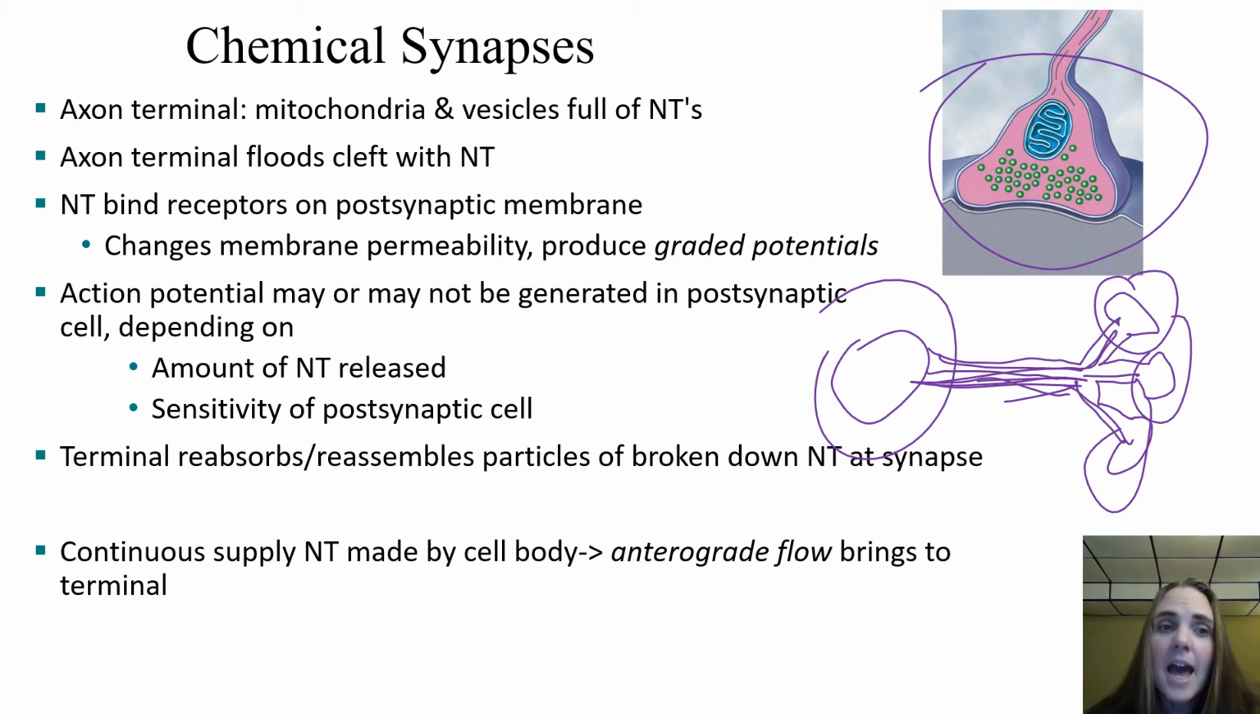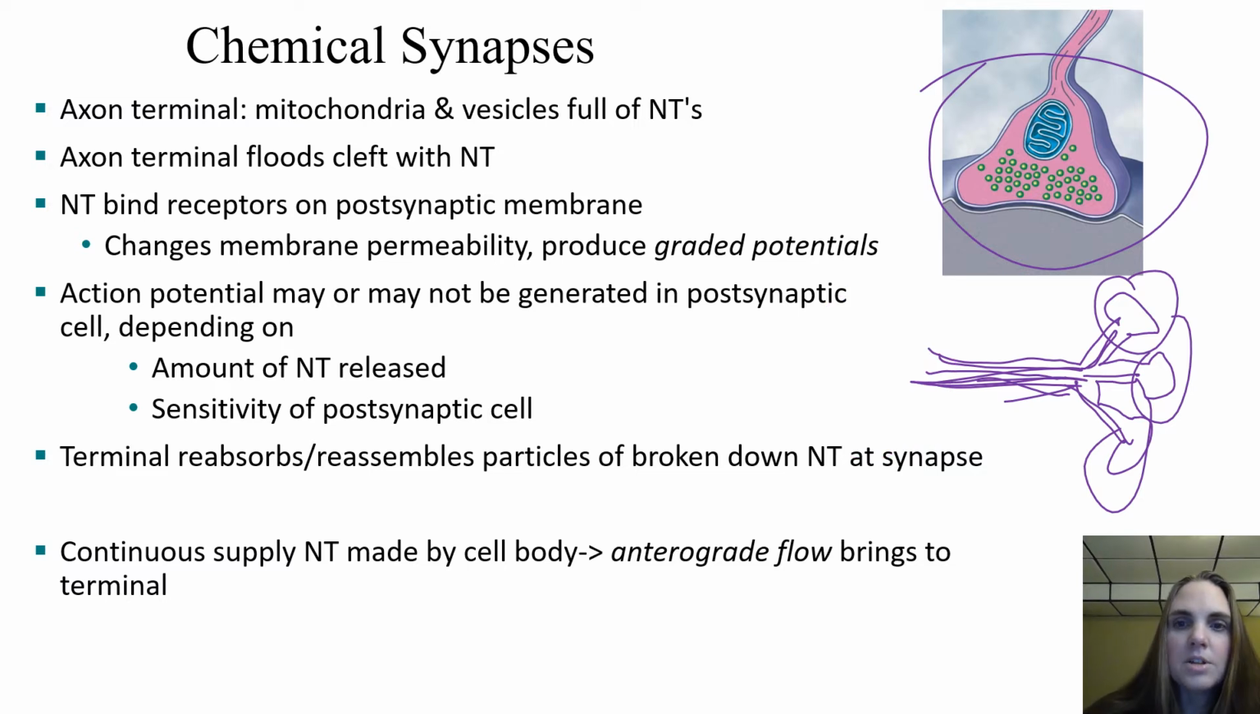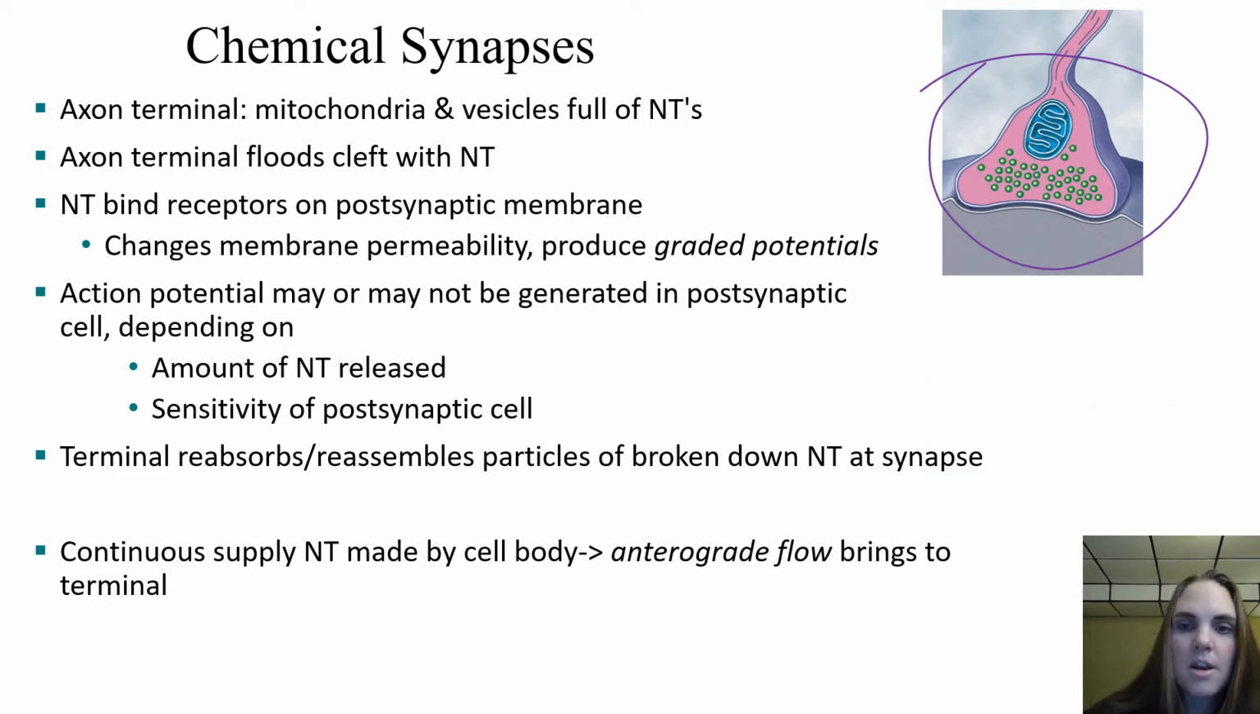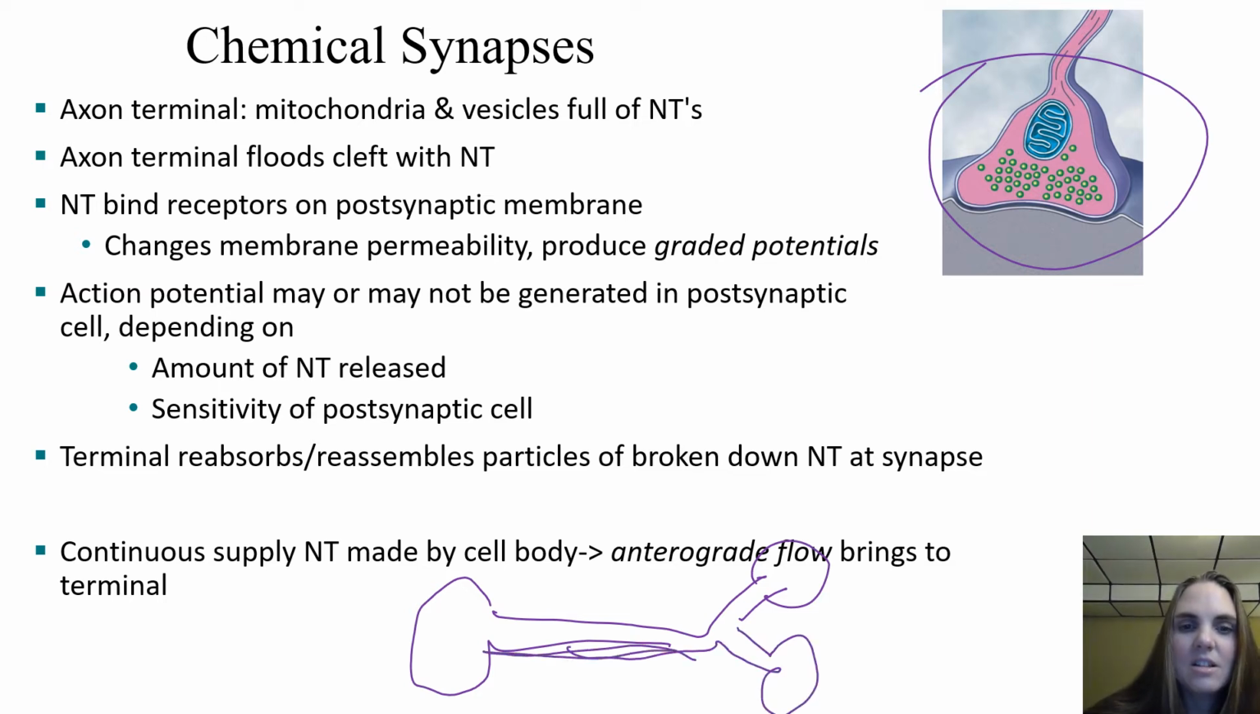After all of this happens, the axon terminal from that presynaptic neuron is going to reabsorb and reassemble particles of the broken down neurotransmitter that are left at the synapse. And we have a continuous supply of the neurotransmitters being made by the cell body. So I'll redraw my neuron here. So here's our cell body, our telodendria ending in our axon terminal.